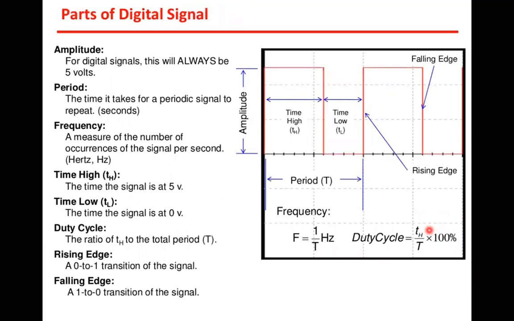Now, what are the parts of a digital signal, as we have seen in the case of analog? Here again, the maximum distance traveled by a particle is the amplitude.